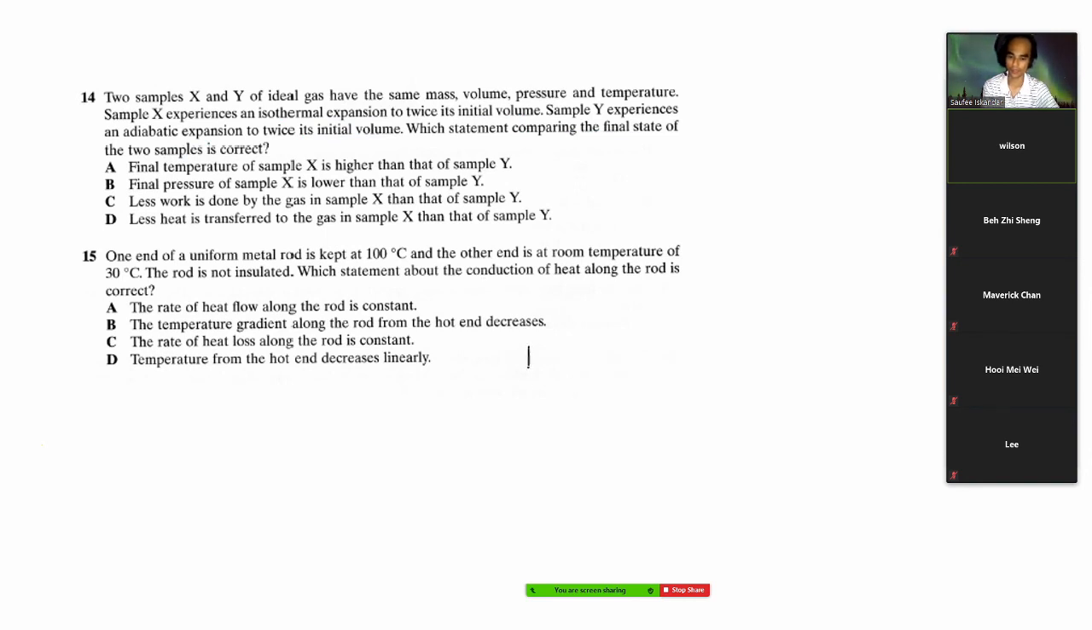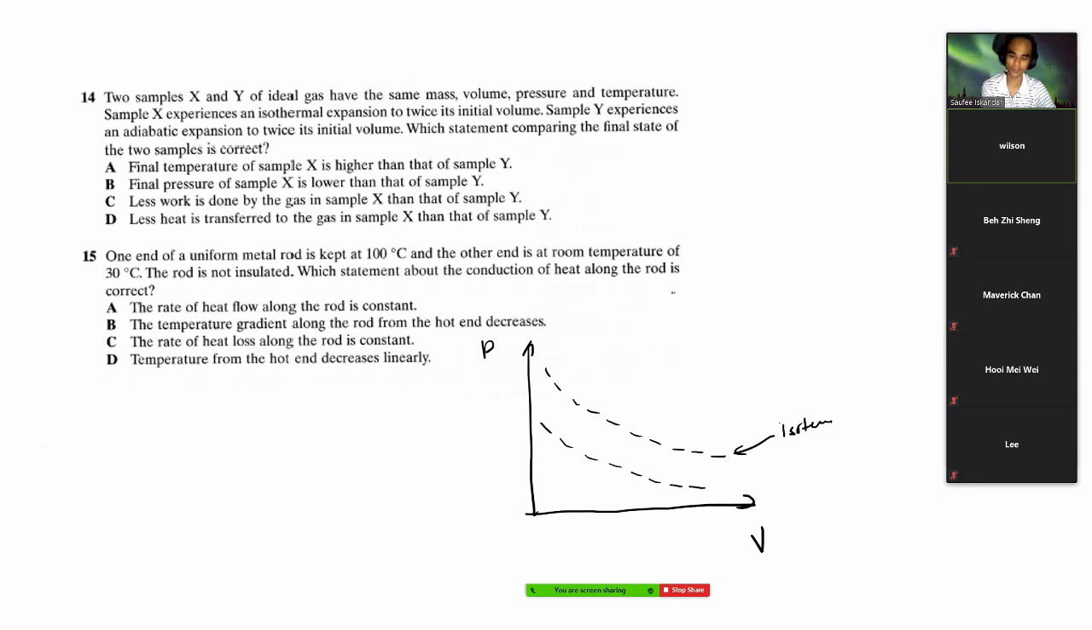Okay, this is a PV diagram. For the same temperature, there will be a curve here, which we call an isotherm. Any point on that curve has the same temperature. Let's say this one is 500K and this one is 300K. So any point over here is 500, and this curve is 300. That's the basic thing about a PV graph.